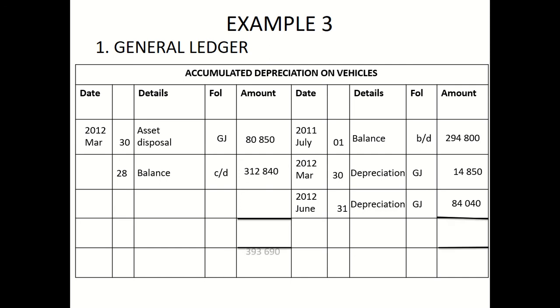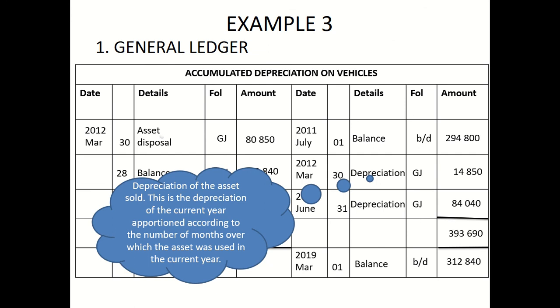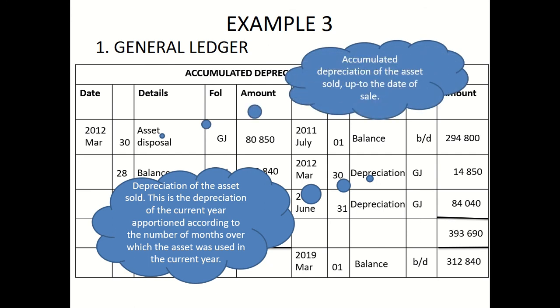This is the balance carried down of the accumulated depreciation of the remaining assets, which is 312,840. So this 312,840 is the accumulated depreciation of the remaining assets. Remember, the cost of the remaining assets is 649,000. Please check the previous slides, and this is just me explaining what is going on.